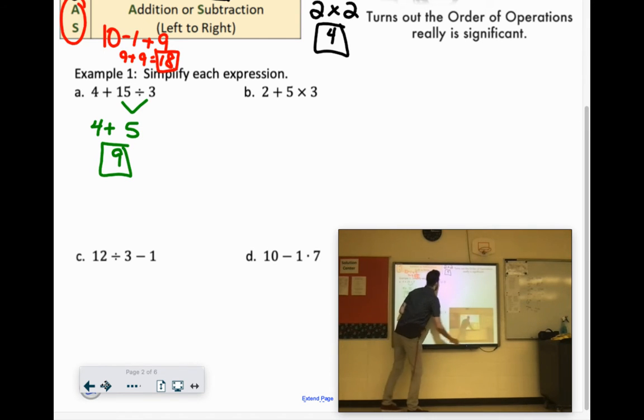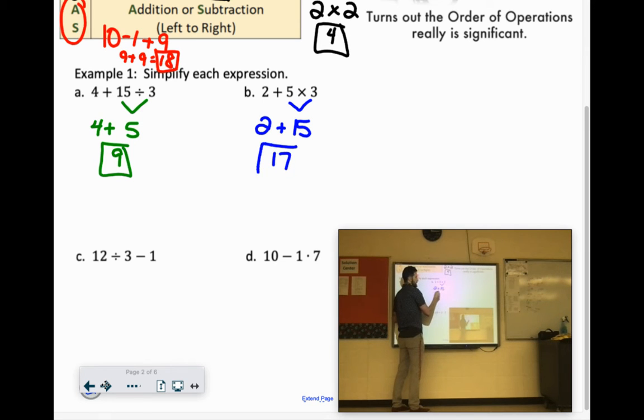All right, the second one. No grouping symbols, right? None of these have parentheses on them yet. No exponents. Multiplication, division, yes. We have 5 times 3, which is 15. And then we do our addition and subtraction. 2 plus 15 is 17.